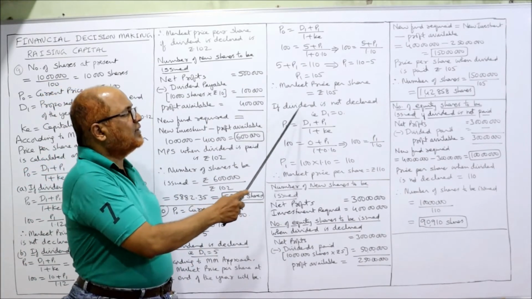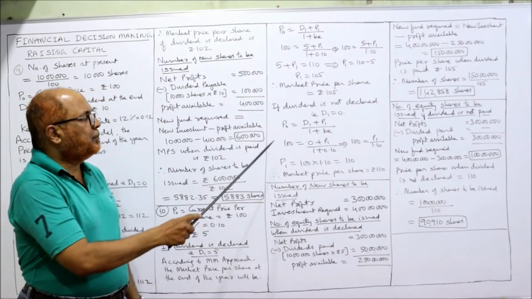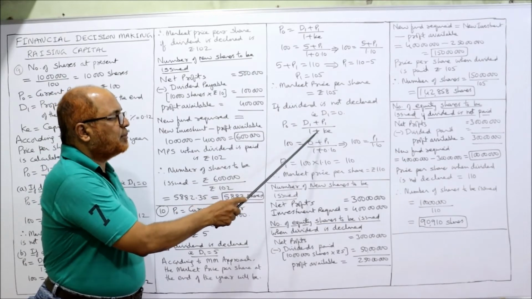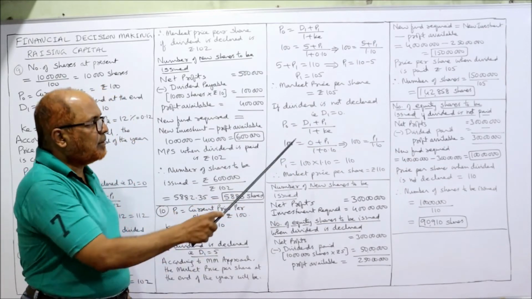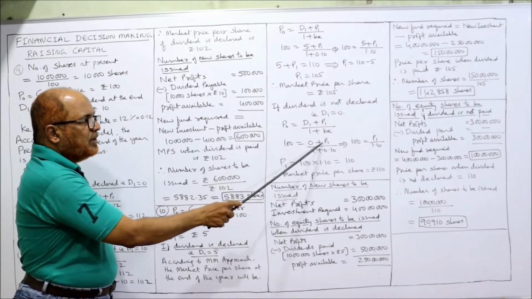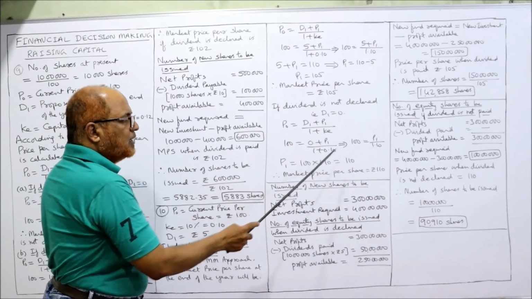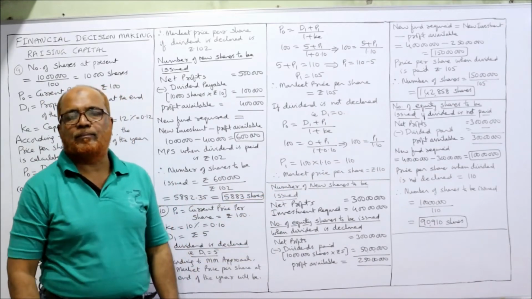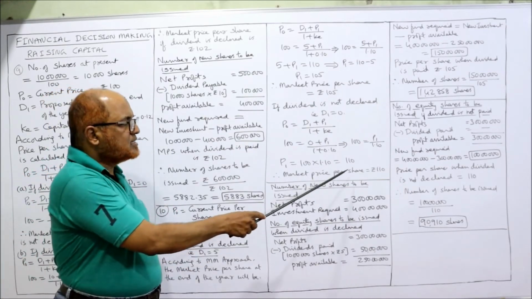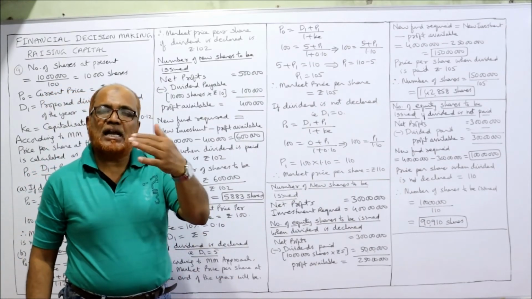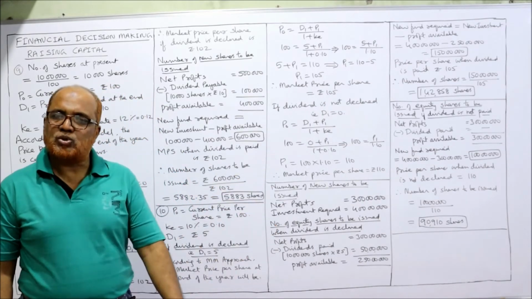Now we have to find out if dividend is not declared. That means D1 is equal to 0. Then P0 is equal to D1 plus P1 divided by 1 plus Ke. 100 is equal to 0, in place of D1 I am taking 0, plus P1 divided by 1 plus 0.10. So 100 is equal to P1 divided by 1.1. So P1 is equal to 110. When dividend is not declared, 110 is the market price. When dividend is declared and paid, the market price is 105. That's all. First question completed.